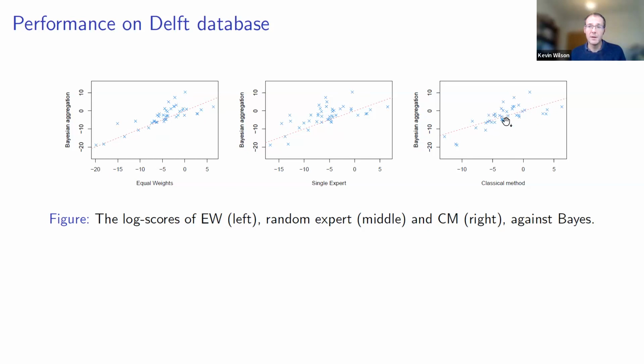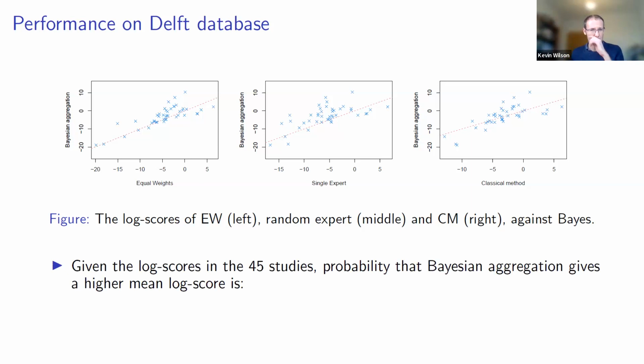It's a little bit less clear with the classical method. Approximately half of the crosses are above the line and half of them are below the line. But what you'll notice is that the ones above the line are a bit further above the line on average than the ones below the line. So when Bayesian aggregation does a bit better than the classical method, their log score tends to be a bit more better than when the classical method does better than Bayesian aggregation. This is for these 45 studies, with me implementing these methods in a slightly vanilla way.